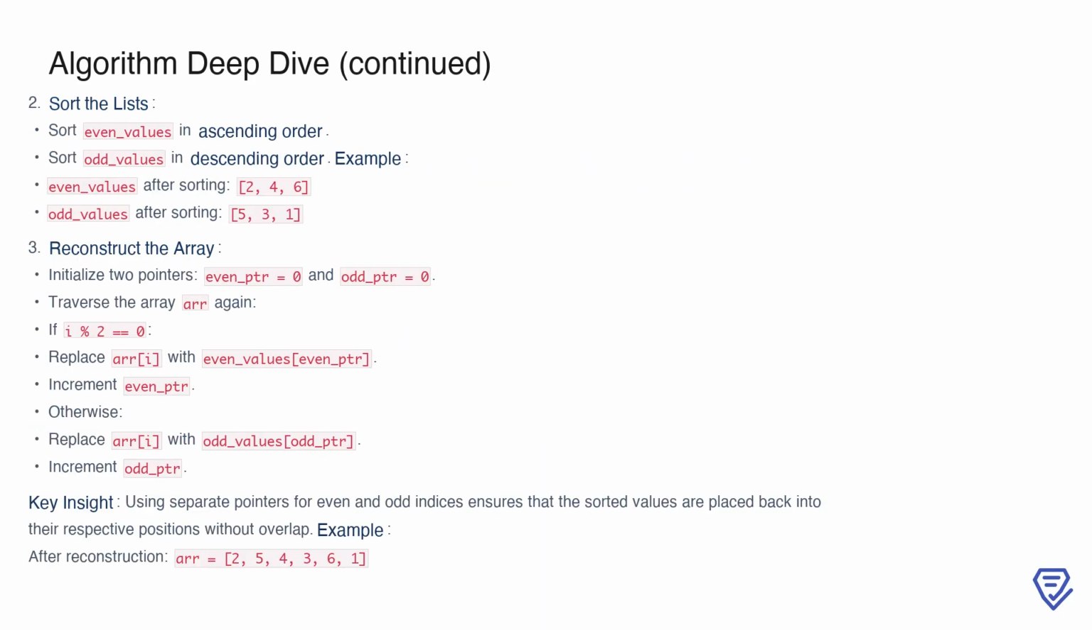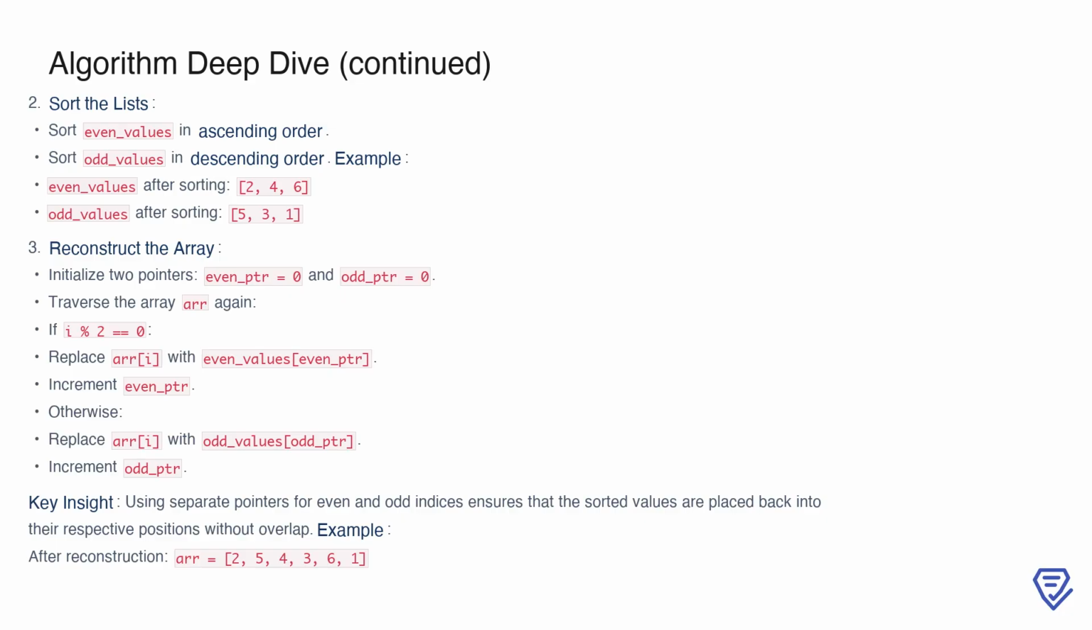After separating the values, the next step is to sort the two lists. The even_values list is sorted in ascending order, while the odd_values list is sorted in descending order. For instance, using the previous example, the even_values list, 4, 2, 6, becomes 2, 4, 6, after sorting in ascending order, and the odd_values list, 1, 3, 5, becomes 5, 3, 1, after sorting in descending order.